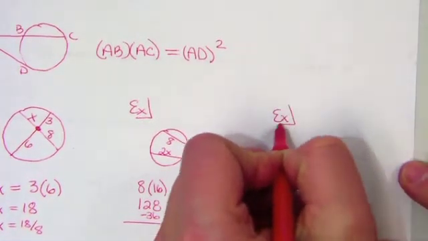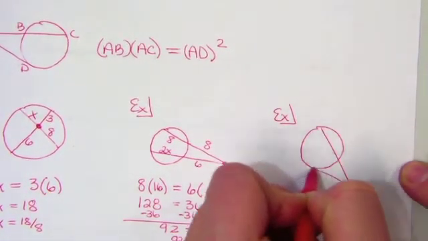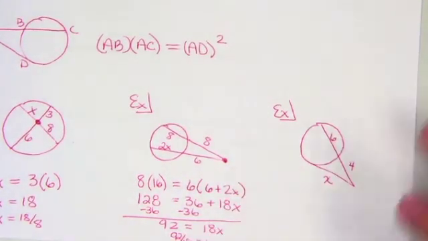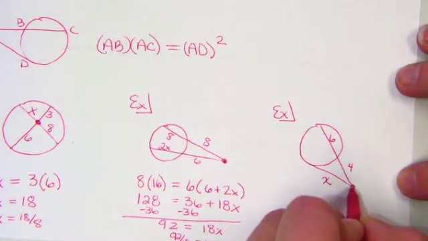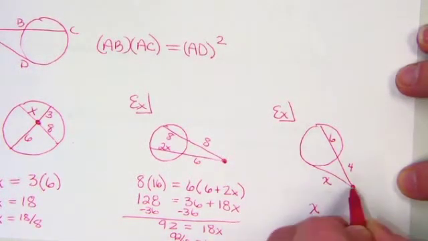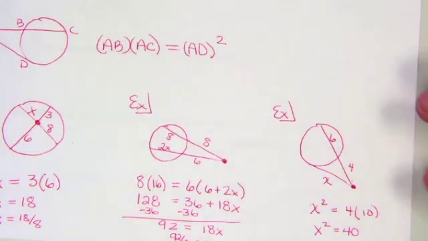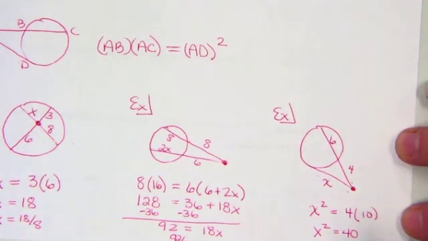Last one, an example when you have a secant and a tangent. Let's call this x, this 4, and this 6. Here's my point. Point to circle x, point to circle, square it. Other side, point to circle 10. X squared is going to equal 40. X is going to equal the square root of 40. In algebra, this would be a plus or minus, but obviously x cannot be negative, so the answer is just the square root of 40, which is 2 root 10.